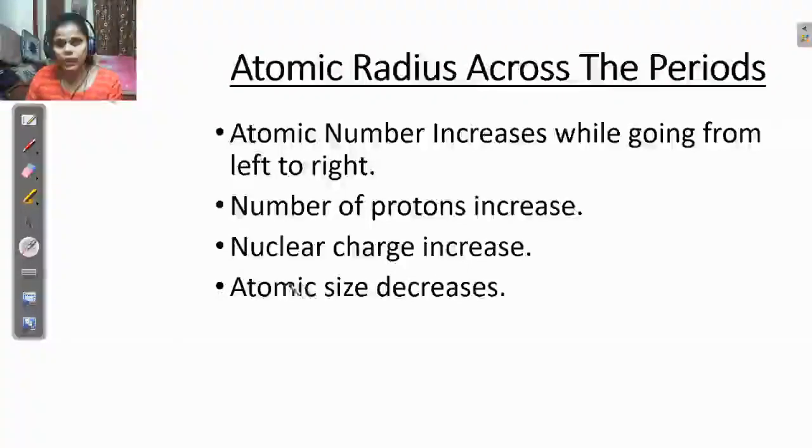Understand? And so the atomic size decreases. But how? Because if the total charge increases, the nucleus tries to pull the electrons from the outermost shell towards itself. Understand? So the atom will shrink.